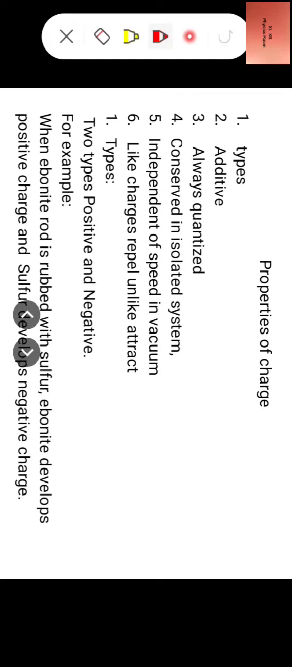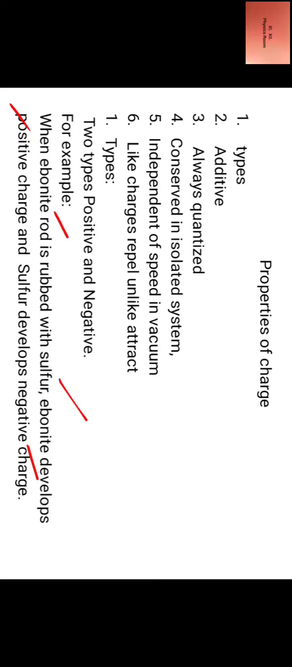I repeat, when ebonite rod is rubbed with sulfur, ebonite develops positive charge and sulfur develops negative charge. Thus there are two types of charges.